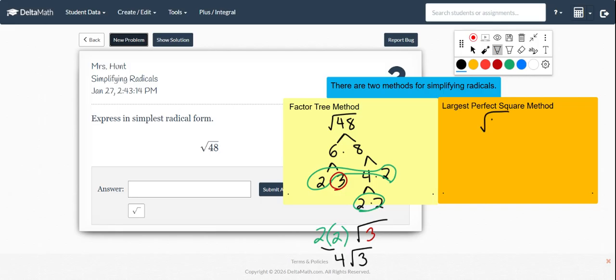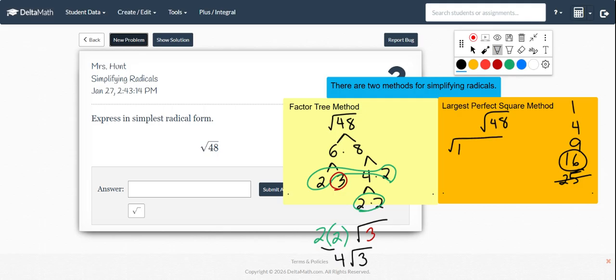Okay, largest perfect square method. Half of 48 is 24, so I am not going to list any numbers bigger than 24. So we have 1, 4, 9, 16. 25 is bigger, so I know it's not going to be 25. But just to be clear, if you try to divide 48 by 25, you'll get a decimal, so you would exclude it anyway. 48 divided by 16 is 3, that's the winner.